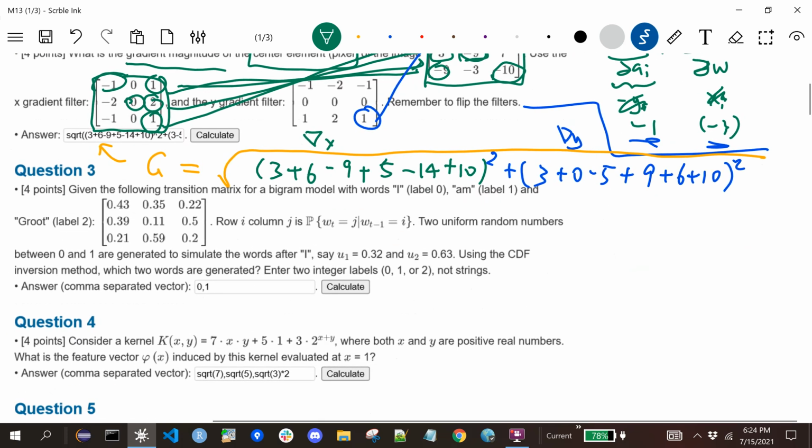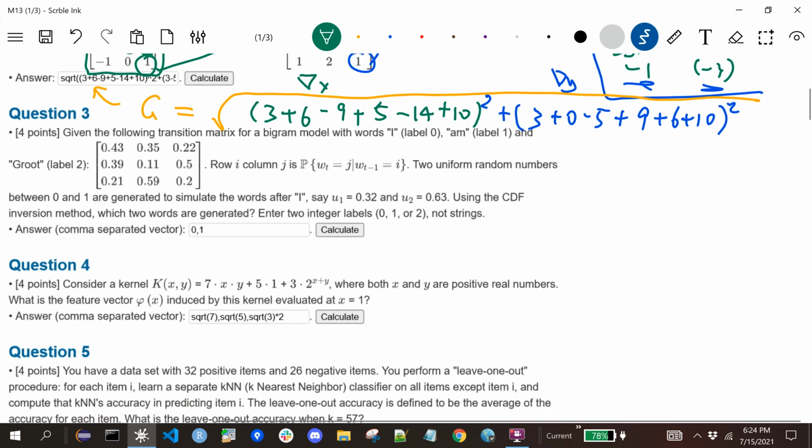Okay, move on to the next. We have this transition matrix, and we're asking about the CDF inversion method, which is the one you used in P3, I guess, to generate random words from this transition probability. So here we start with I. So remember, the first row is I, and the second row is M, the last row is root. You should probably label them this way so that it's easier to see.